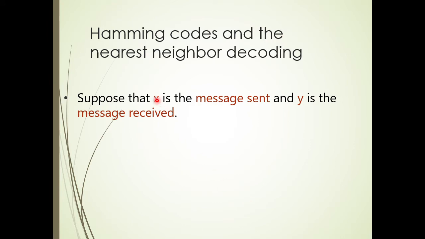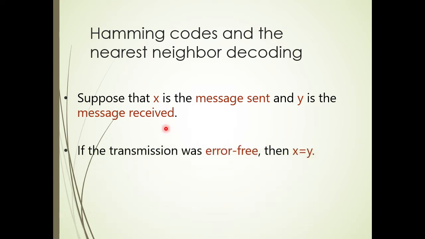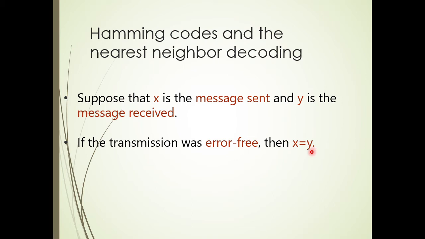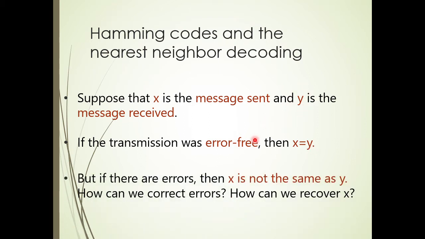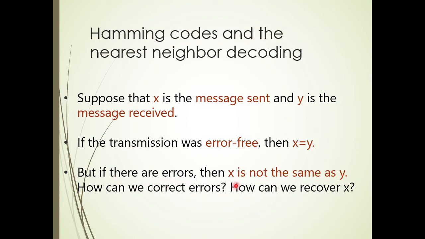Now suppose that X is the intended message and Y is the message received. If there are no errors in the transmission, this means that X will be equal to Y. But we have mentioned previously that our channels are not perfect, and therefore there might be some errors in the message received. If there are errors, then X is not the same as Y. So the question is, how can we correct these errors and how can we recover the intended message? We will demonstrate it using the nearest neighbor decoding.